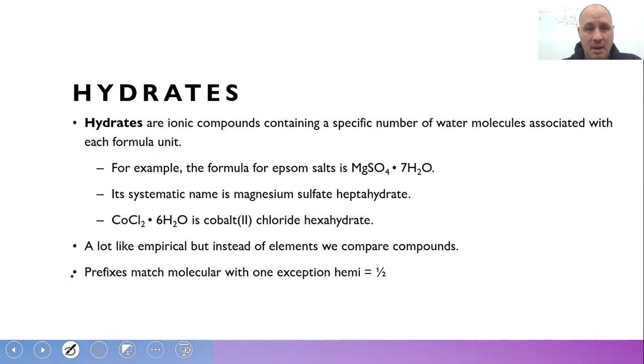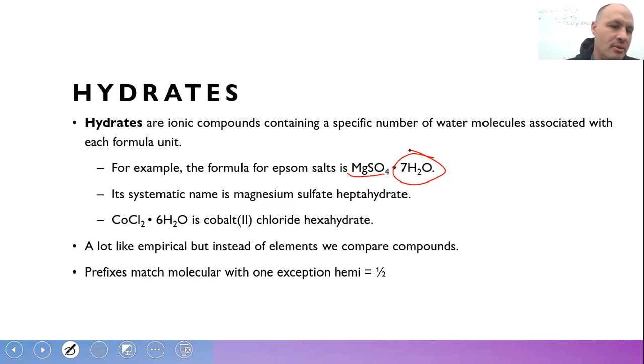Okay, so now let's talk about hydrates. Hydrates are ionic compounds that have water molecules attached to them. They stick on. They've got to be an ionic compound. So in this case, magnesium sulfate is my ionic compound, and magnesium sulfate has 7 water molecules attached to it. So we would name this magnesium sulfate, whatever the ionic compound is, and then 7, prefix hepta from our molecular compounds, hydrate, meaning water. So 7 waters attached to it.